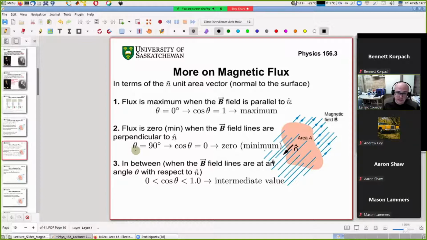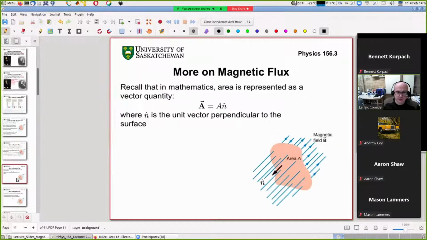Then the angle is 90 degrees, the cosine of 90 degrees is 0, and then we have a minimum of the flux. So when we have an arbitrary angle theta, then the cosine lies between 0 and 1, and we have an intermediate value of the flux.